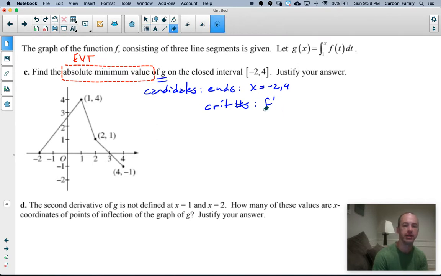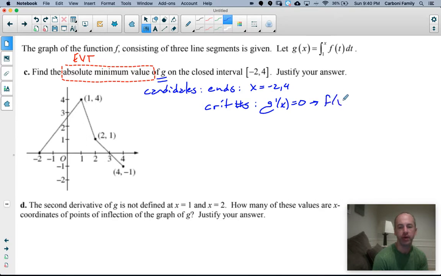I need to erase that. That shouldn't be an f. This should be when g prime of x is equal to 0. But we know that g prime is the same thing as f. That was that note we made note of at the very beginning of the problem. So when does f of x equal 0? Well, remember, this graph is f of x. And f of x equals 0 at, looks like, -2, and again at 3. -2 was already a candidate, so 3 is the one that I'm interested in.